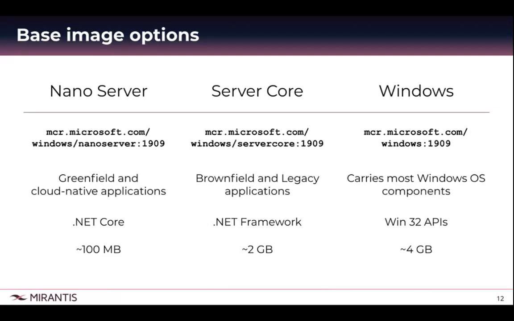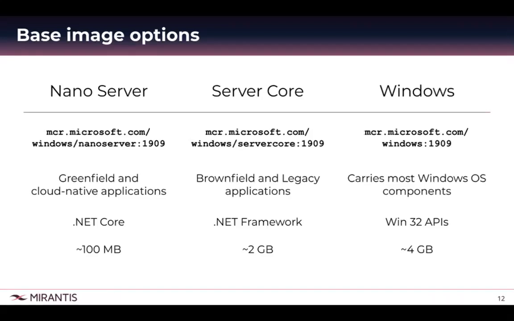If there's an application that you're containerizing and you hit a roadblock because it's missing some component of Windows, we also now have a third option that was introduced with Windows Server 2019, and that's this Windows-based image. This carries the most Windows components that are available and goes really above and beyond what we have in Server Core. So if your application makes heavy use of Win32 APIs or other pieces of Windows, this would be kind of a last stop of something to try to be able to containerize that app. It's more expensive than Server Core.